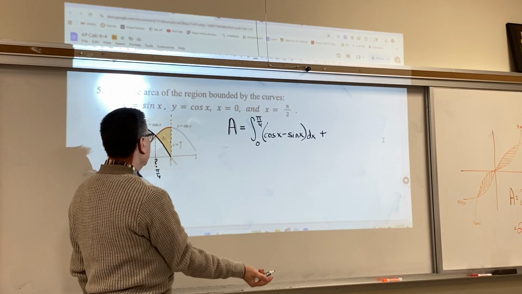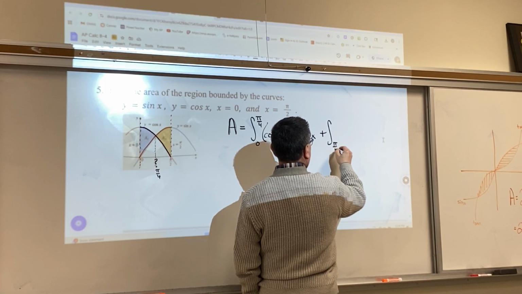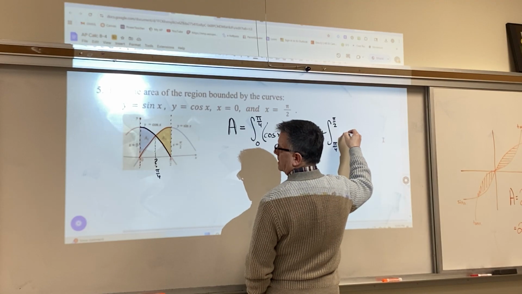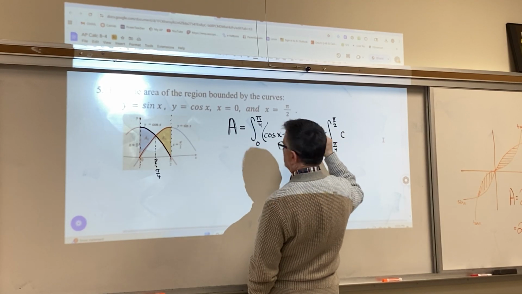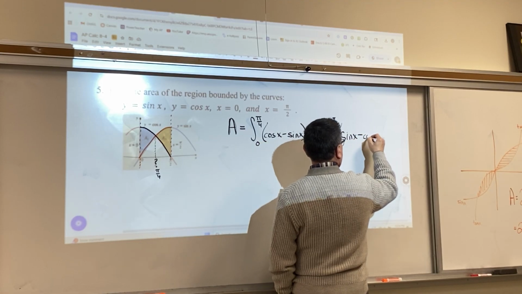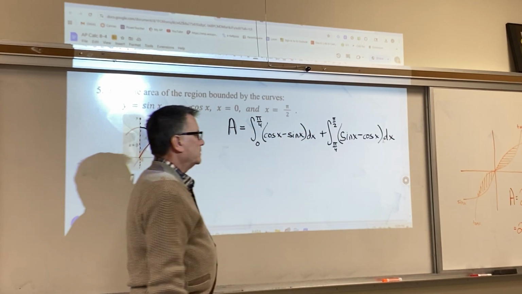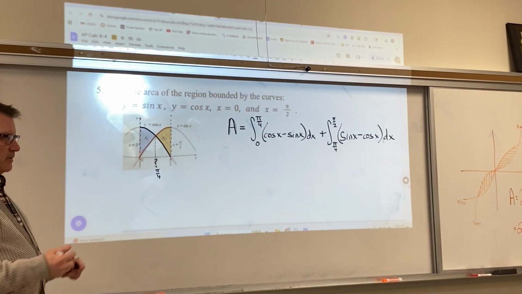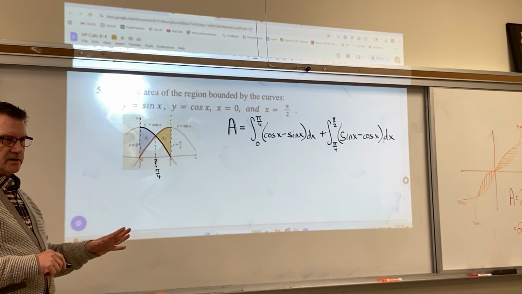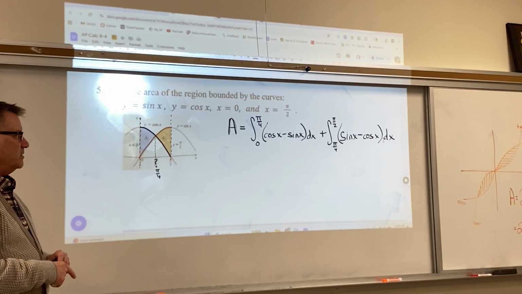Well, now sine is on top from pi over 4 to pi over 2. Now sine is on the bottom. So cosine, wait a minute. Sine is on the top. Yeah, sorry. Sine x minus cosine. So if we want to add the two pieces together, just make sure the reason you're adding them together is because the one on top flipped, and it's now the one on bottom.